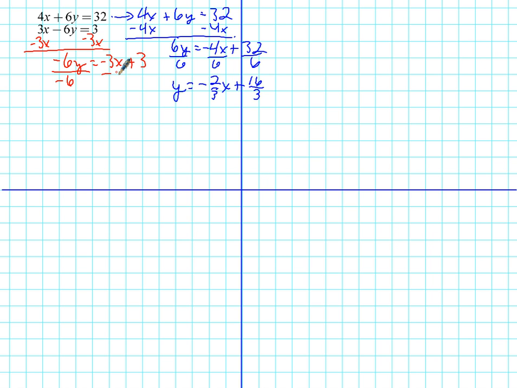Divide everything by -6. What do we get? Plus -1/2 can be written as -1/2. Okay, so now both of our equations are in slope-intercept form, and that's going to make it easier to graph. The hardest part about this blue one is going to be that y-intercept of 16/3. How do I get to 16/3?